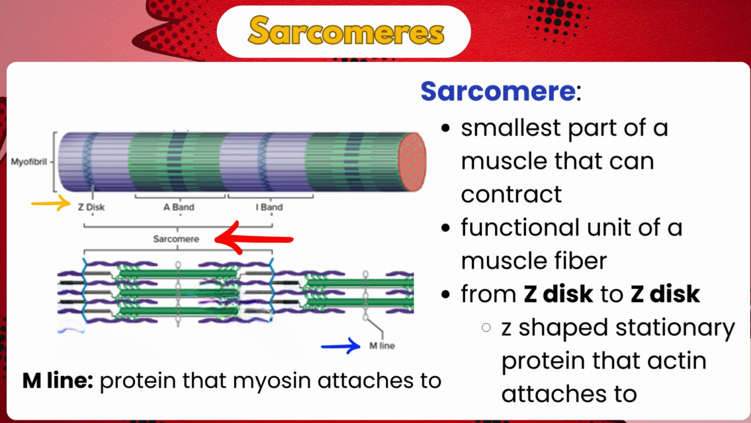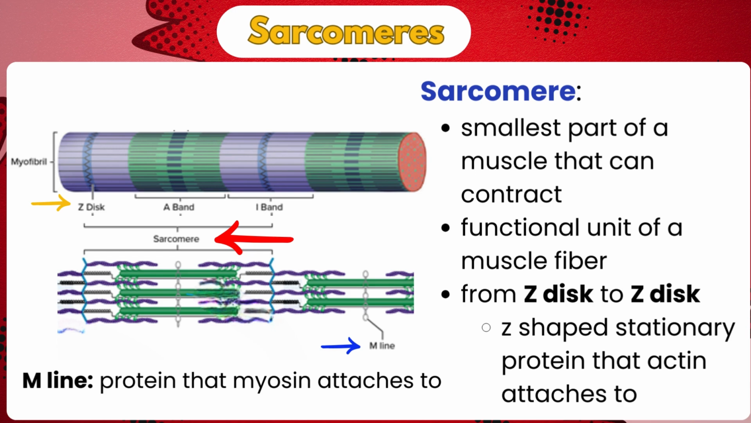Z-discs are stationary zigzagging proteins that actin attaches to. The top image shows the zigzagging Z-disc at the yellow arrow. Sarcomeres extend from one Z-disc to the next Z-disc. The red arrow indicates where the sarcomere is found in the myofibril. During contraction, the sarcomere shortens.